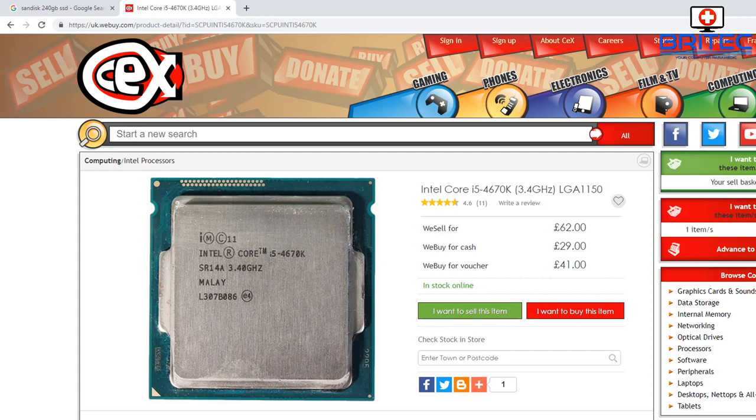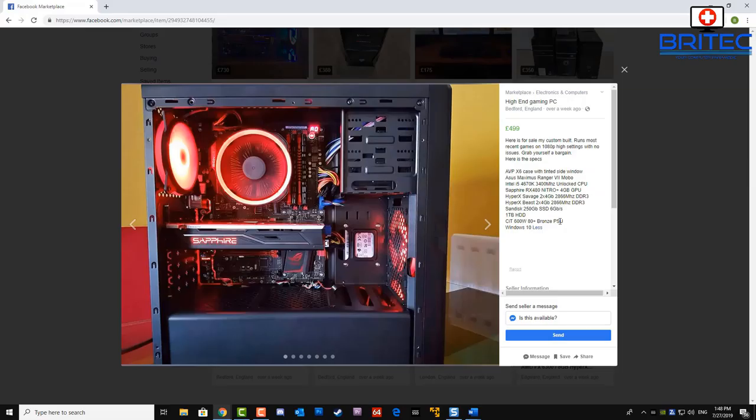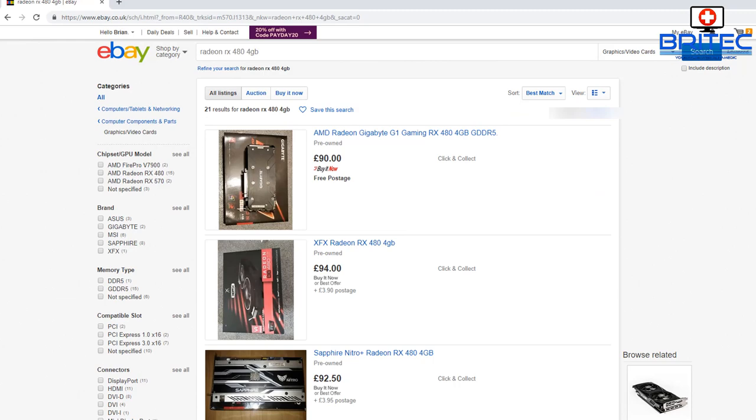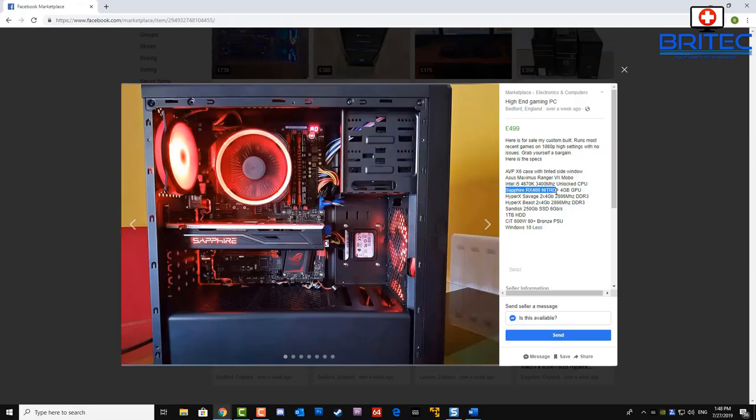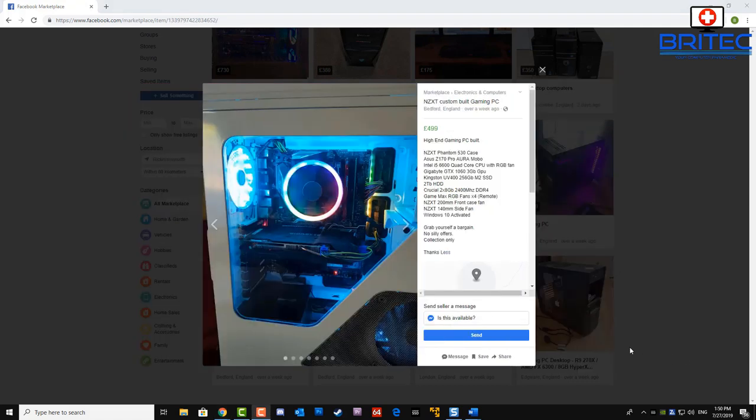You can see here they sell them, the CEX sell the CPU for £62, and also the graphics card is only around about £90. So once you start putting that together, it isn't such a good deal. It's got a nice motherboard in there with the Asus Maximus Ranger, and you can see £499, it is pretty much at that money really, or probably a little bit over. And he's selling another one here for £499 as well.